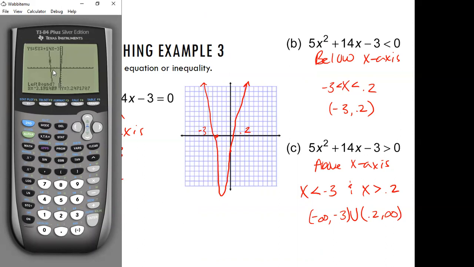Left bound. So when you're coming from the left, you read the graph from left to right. I'm going to go above the x-axis, hit enter. Go below the x-axis, hit enter. And it's going to say your first zero is where? -3, right?